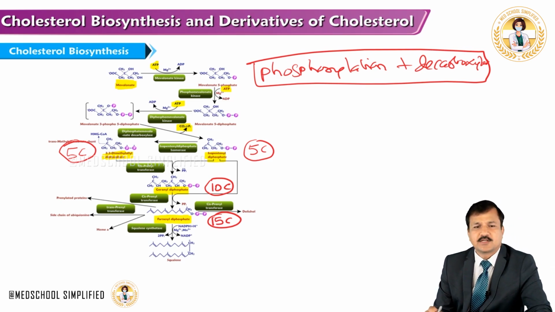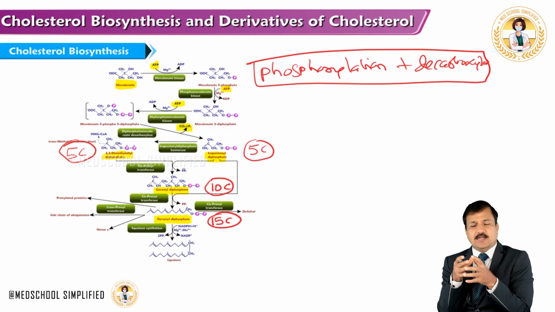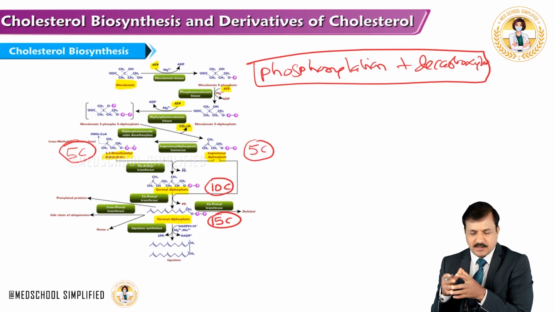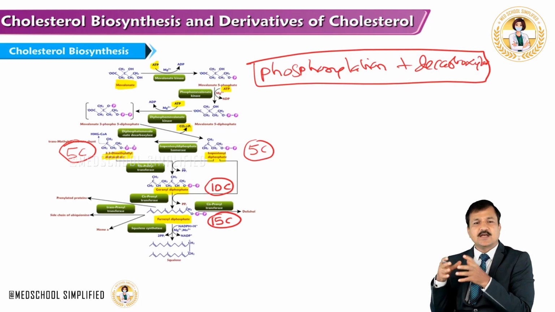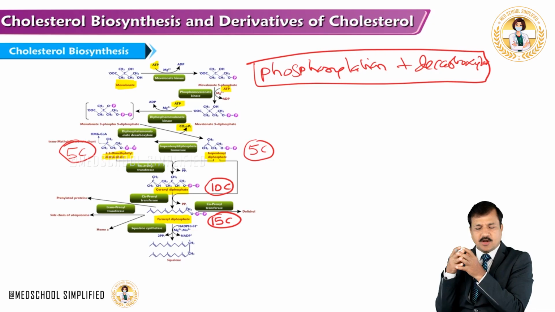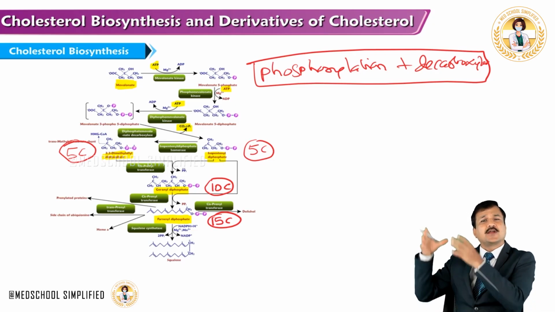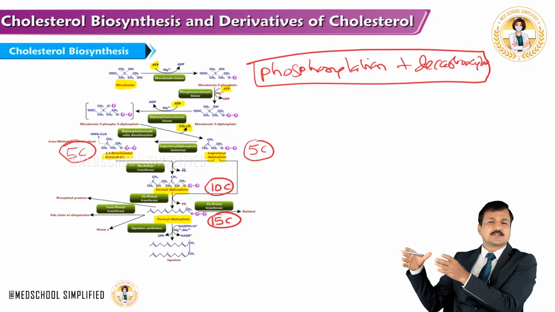Now what happens to farnesyl diphosphate? The farnesyl diphosphate will combine with another farnesyl diphosphate, and that makes a 30-carbon squalene. Two molecules are coming together now. How do you get that? Another molecule of farnesyl diphosphate, that you get from another cholesterol biosynthesis pathway.